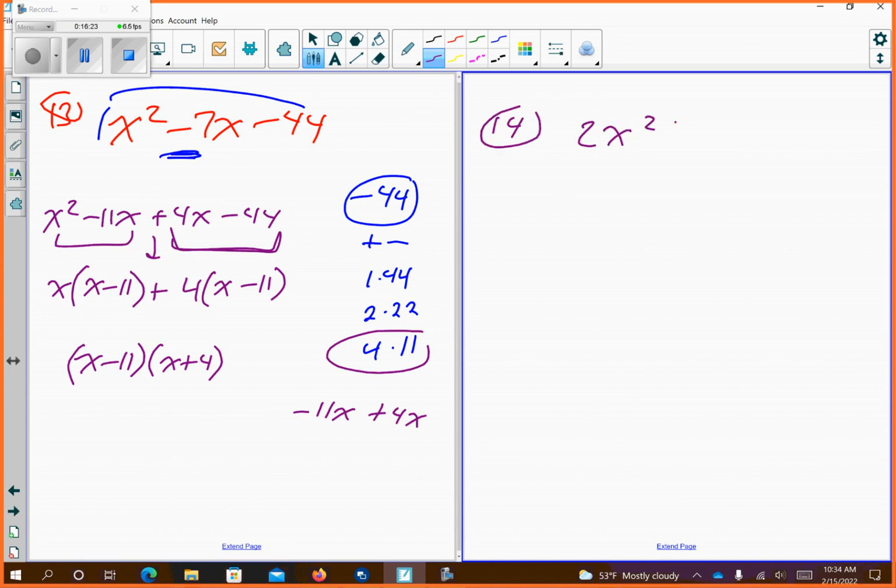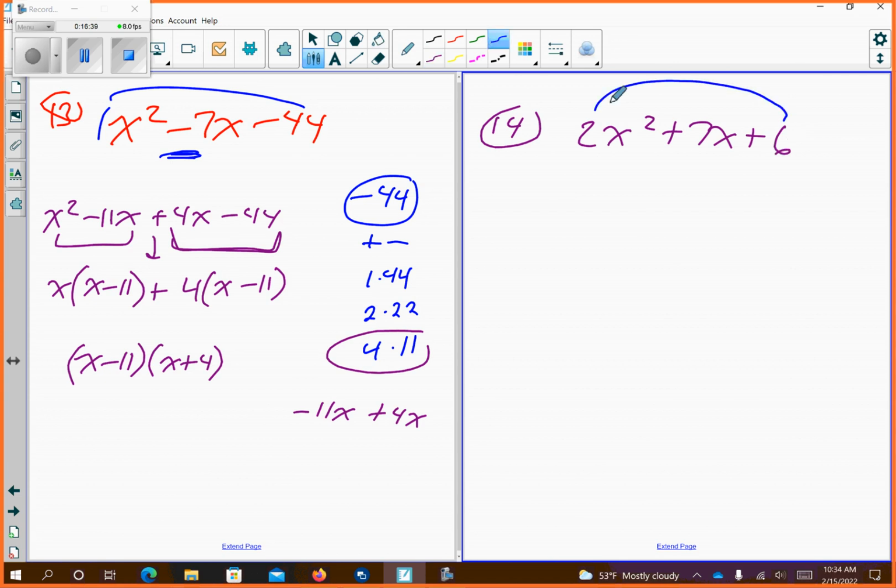2x squared plus 7x plus 6. Friends, is there a greatest common factor on this? The only thing I would think would be 2, but does 2 go into 6? It goes into 6, but it didn't go into 7, does it? All right, so I don't think I have a greatest common factor.